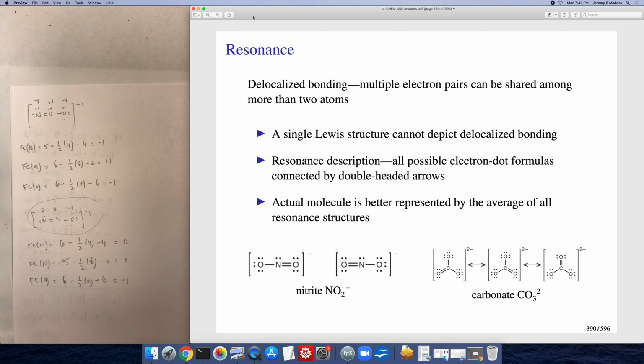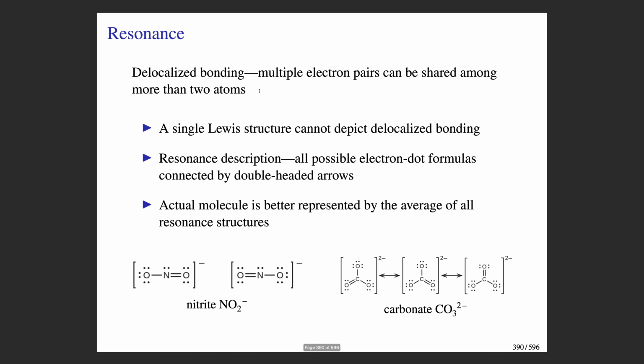Here we have a related concept, resonance. Resonance refers to situations where you have multiple Lewis structures that are equivalent to one another. Nitrite is actually a good example. So these two Lewis structures could represent different nitrite ions. And the Lewis structures are different from one another. They are not the same, right?